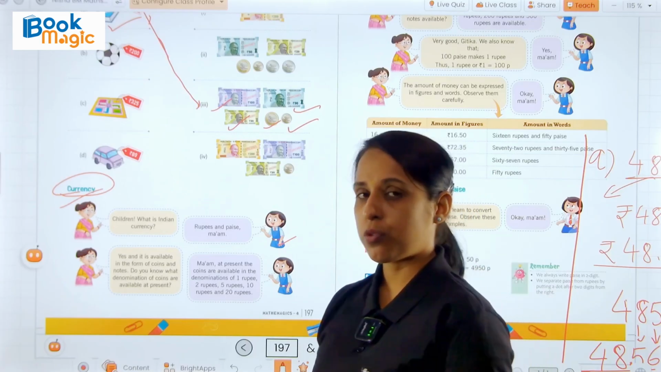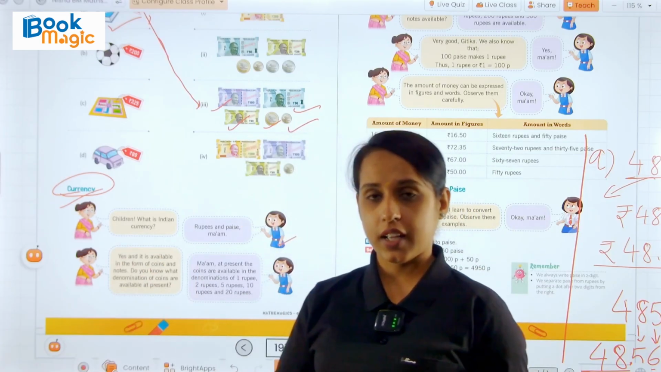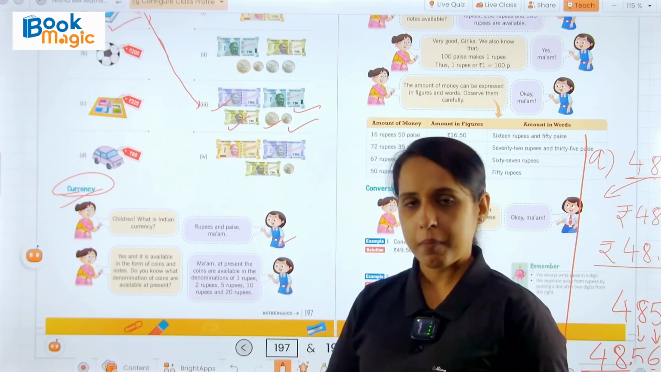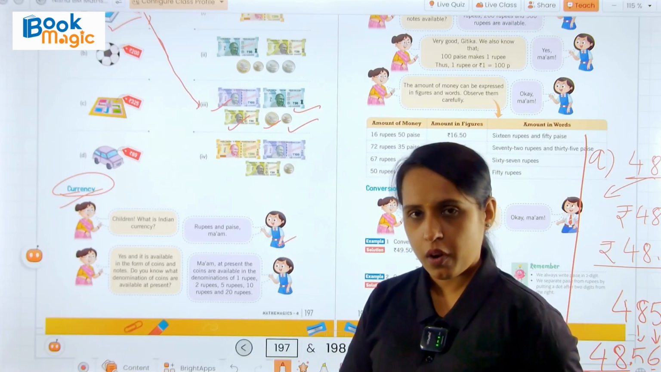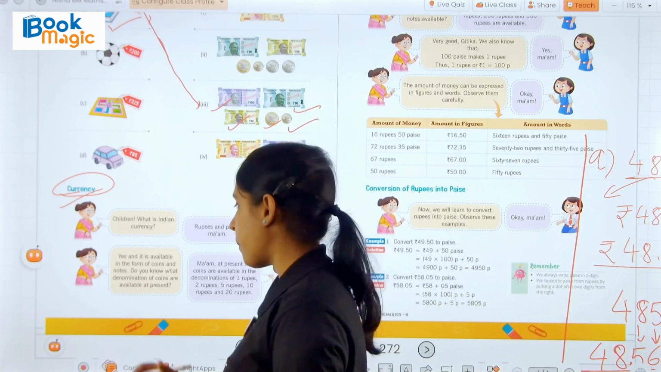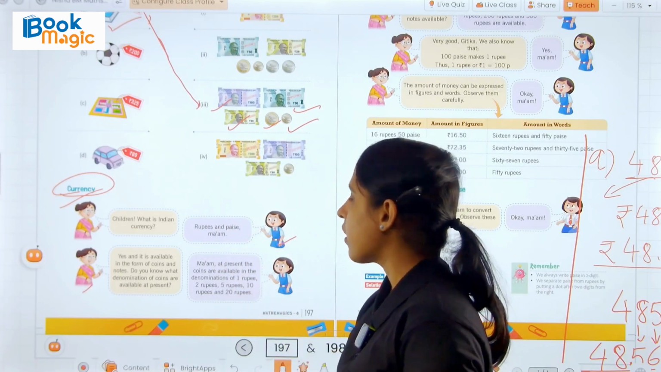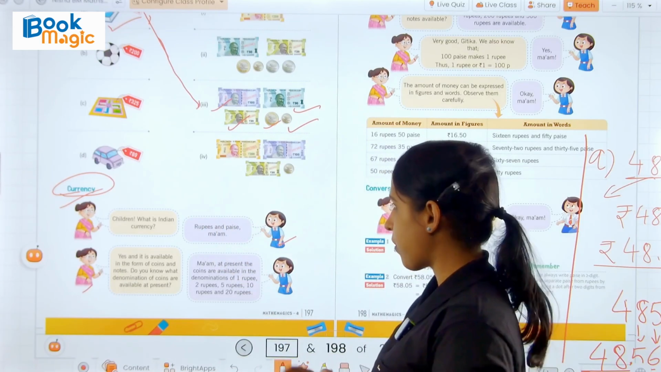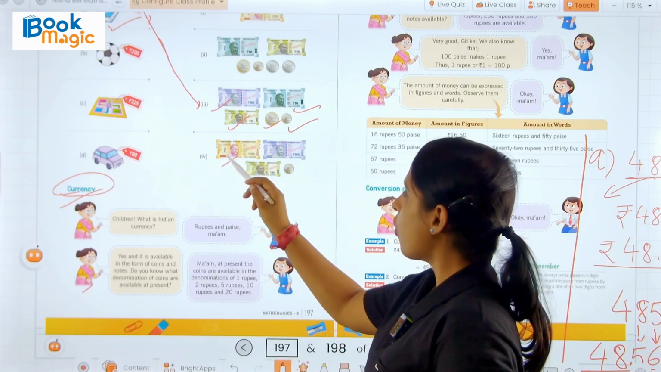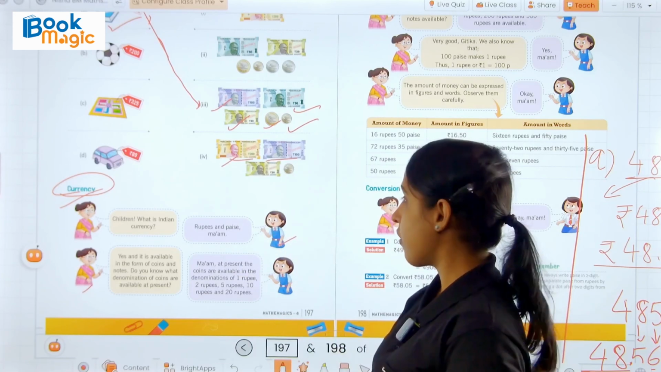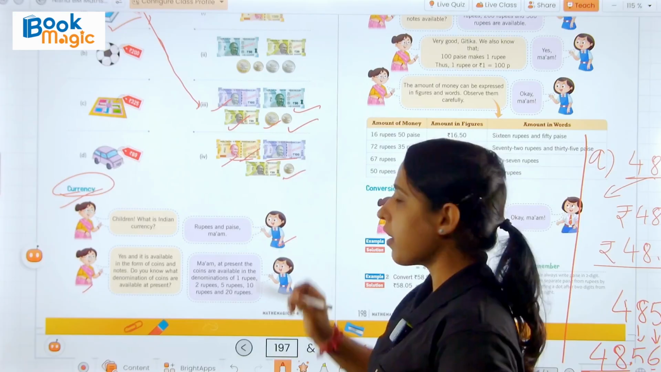Ma'am, the teacher asks, do you know what the currency of India is? So Chetna says, ma'am, rupees and paise are the currency of India. Then the teacher replied, yes, and it is available in the form of coins and notes as we see here. So Indian currency will be in notes and coins.